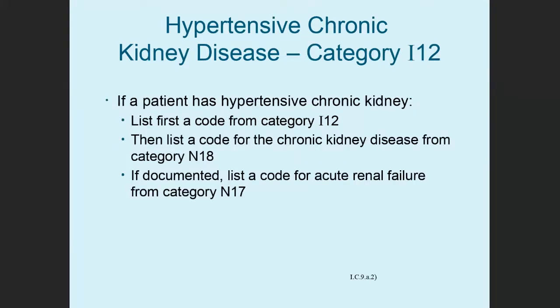If a patient has hypertensive chronic kidney disease, list first a code from I12, then list a code for the chronic kidney disease from category N18. Remember that the fourth digit in I12 was a range of stages. So you're going to also need a code from N18 to be more specific as to what the stage is. If documented, you're also going to list a code for acute renal failure from category N17. They may not all have acute renal failure, but if they do, you're going to use another code from N17.